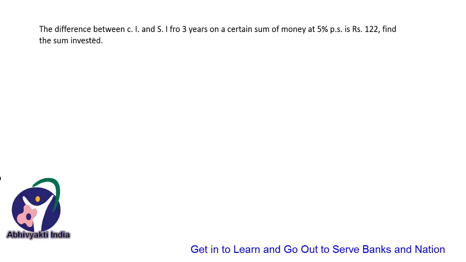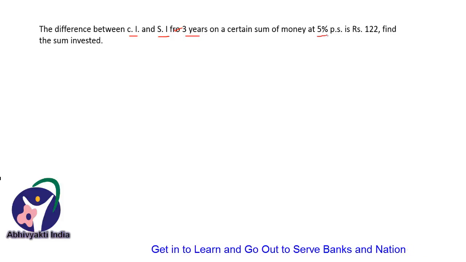The next question is: the difference between compound interest and simple interest for 3 years on a certain sum of money at 5% is rupees 122. Find the sum invested.